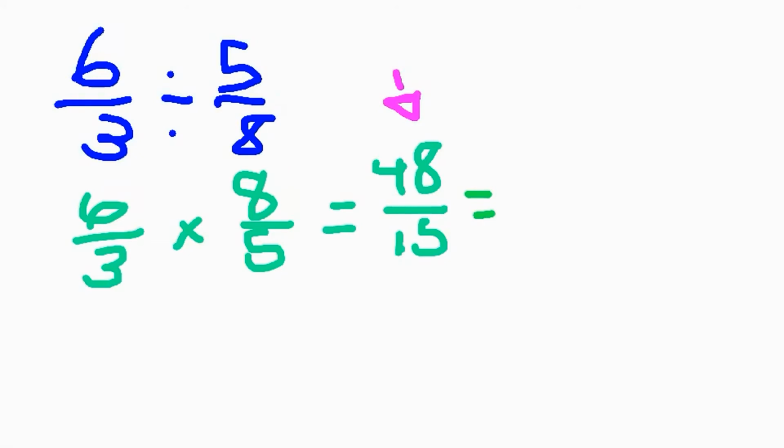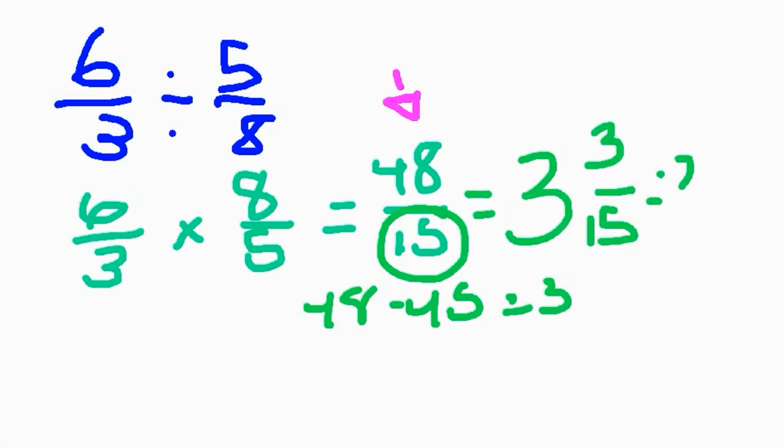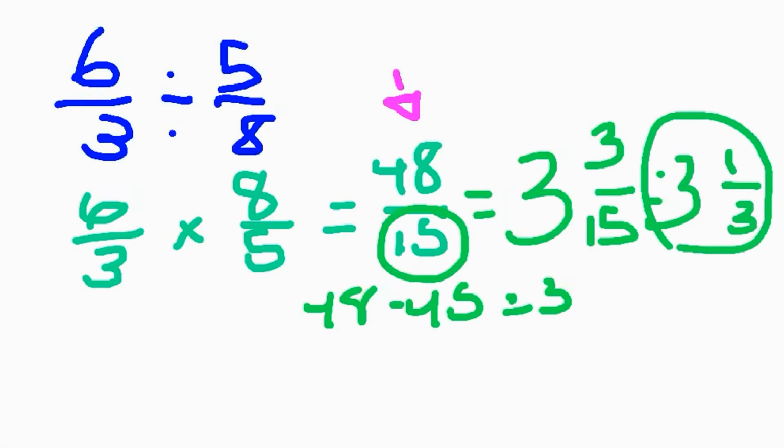So I'm going to change that to a mixed number, and I'm going to think in my head how many groups of 15 are inside of 48. Well, I can take 3 groups of 15 out. 15 times 3 is 45, and 48 minus 45 is 3. That's my remainder, so that's my numerator. This simplifies to 1/3. My final answer is 3 and 1/3.